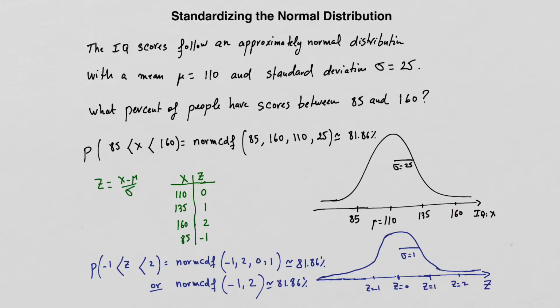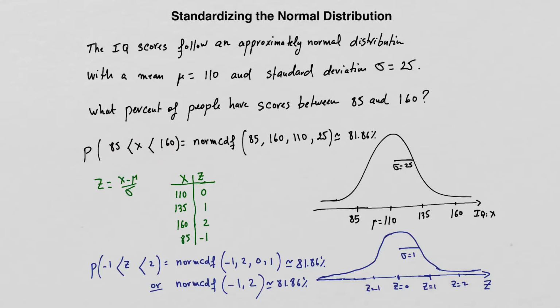These are positions, locations. What's the percentage or the probability that if you pick up one person at random, their score is going to land between 85 and 160? And that is precisely the area under the curve between 85 and 160, okay? From here all the way to here. So that's area. Now we know how to do it. First of all, the question becomes this question. The probability that X is between 85 and 160.